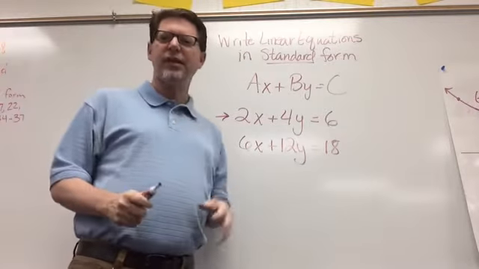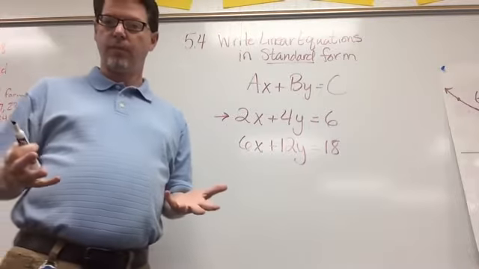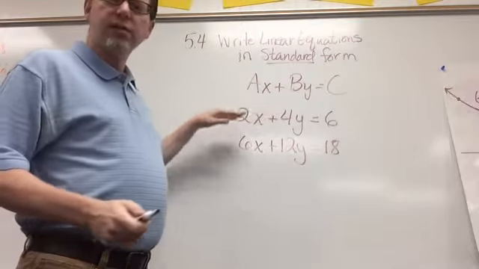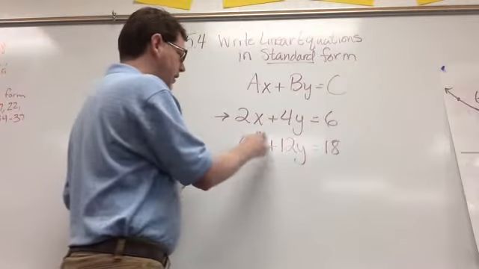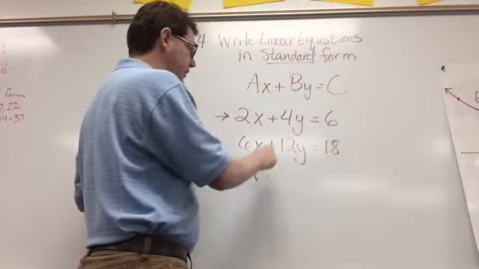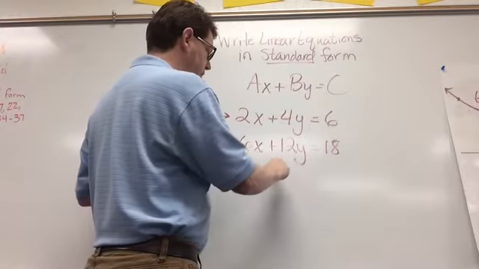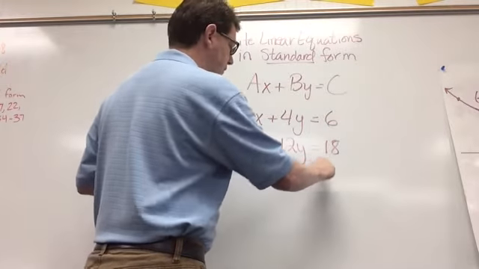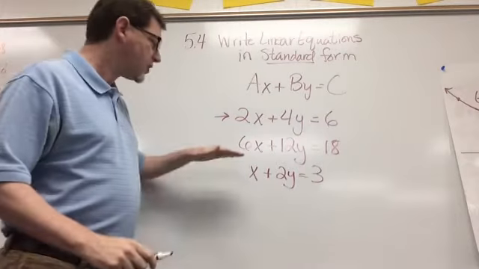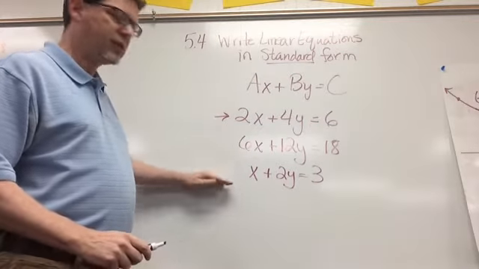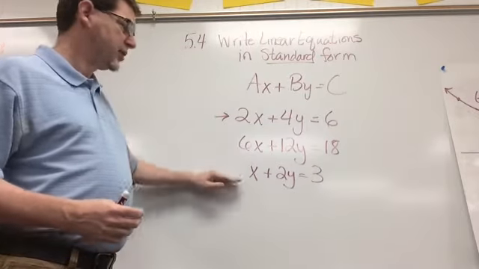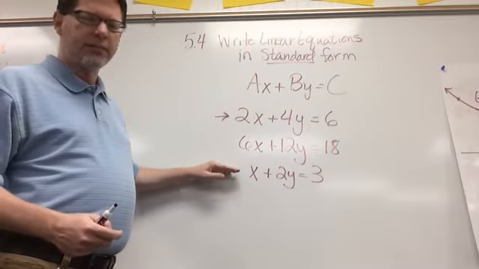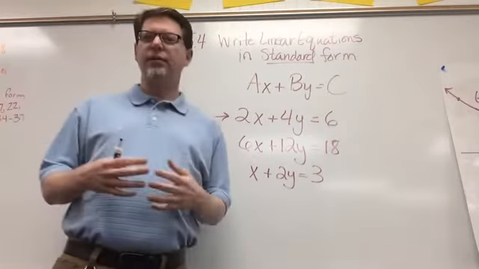Well, let's say I want another one, but this time I'm going to take this original equation, 2x plus 4y equals 6, and divide it by 2. And when I divide by 2, I'm still going to get integers. I won't have any fractions. So 2x divided by 2 would be just x, and 4y divided by 2 would be 2y equals 3. So all three of those equations give me exactly the same line. They're just all equations in standard form with different numbers, but they're all the same line.